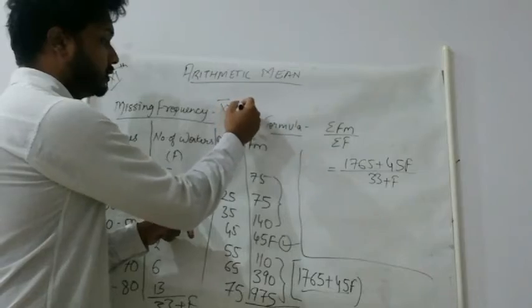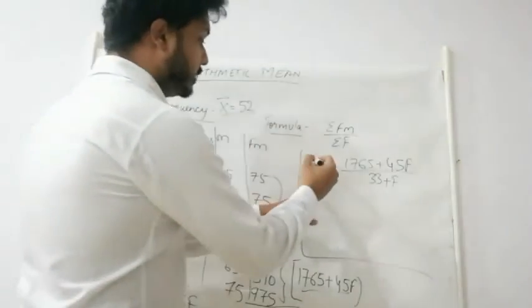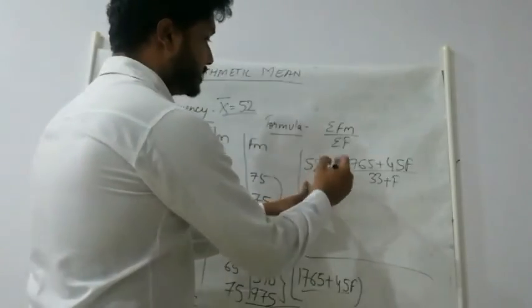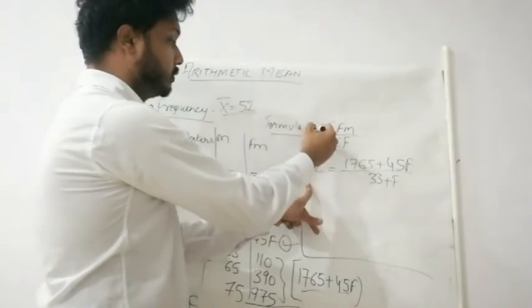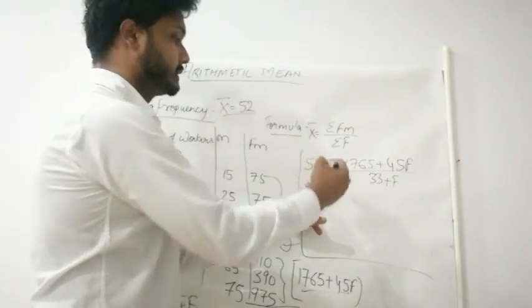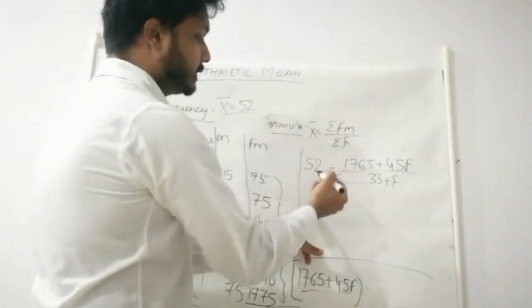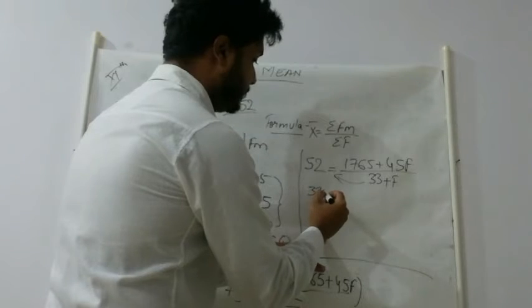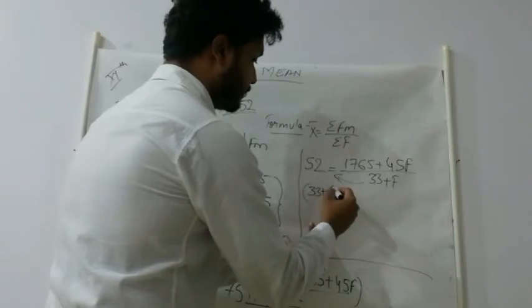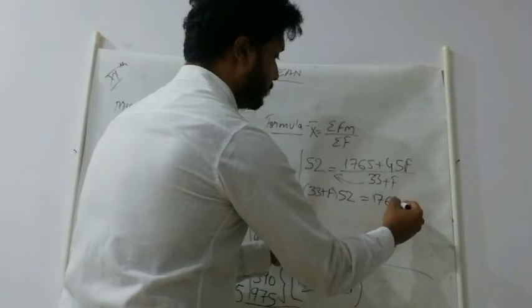Yes, one more thing, students, here in this missing frequency question you will already be given the value of mean. Okay, so in this question it is given 52, that we will use here. Okay, 52, this is the value of mean, so here we will write the value of mean, that is 52, like this. Now solve this. Take these values this side. 33 plus f into 52 is equal to this whole value.